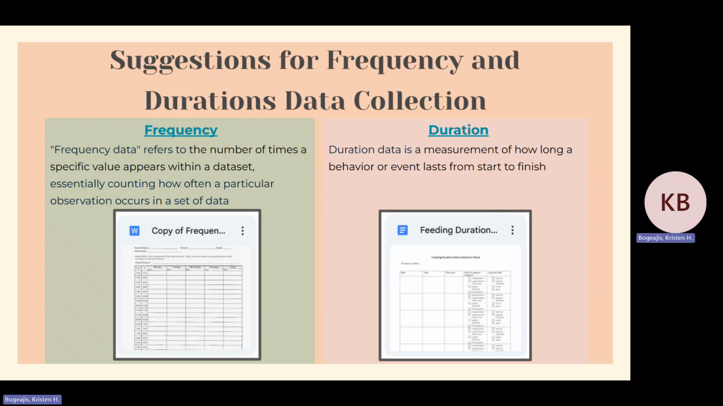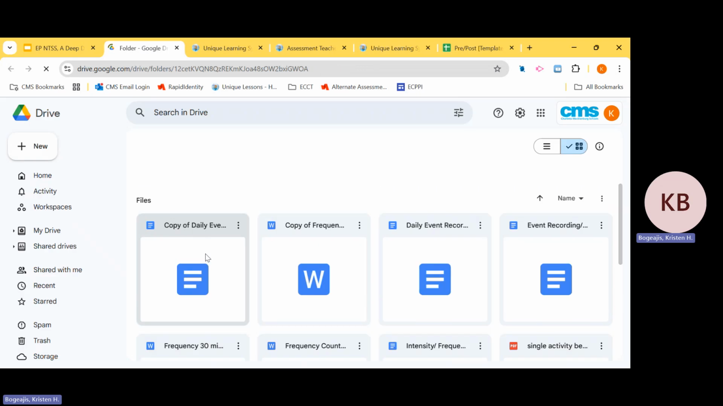Here are some suggestions for frequency and duration data collection. Frequency data refers to the number of times a specific value appears within a data set. So, how many times? The duration is the measure of how long a behavior or event lasts from start to finish. So, let's take a look at some frequency data tools.